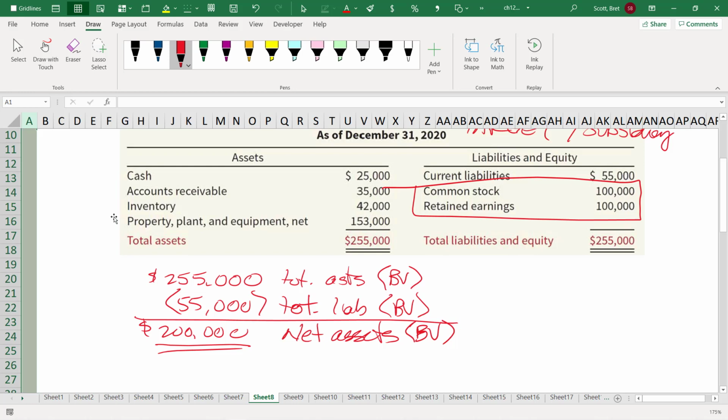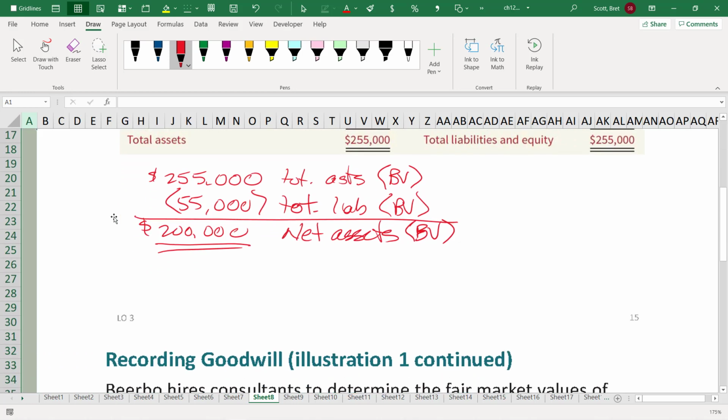But this is the book value of the company. The book value of the net assets is the book value of the equity. We can say it is the book value of the company overall. Now, the question that you want to ask yourself is: is Beerbo going to pay $200,000 for the company? Or more importantly, will Miller Lite likely ask for more than $200K?